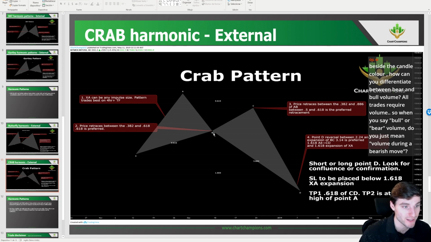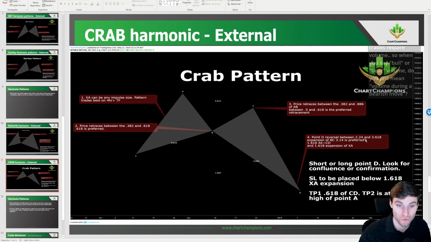But for the crab, from the B to C, you then want to take your Fibonacci retracement from A to B, see this come up between the 382 and 886, but preferably seeing the 0.5 and 618. And that's just fib retracement A to B. And then to get point D, where you're looking for the long, point D reversal is between the 2.24 and the 3.61 expansion of B to C. So take your Fibonacci expansion from B to C. You want to see this come down between the 2.24 and the 3.618.